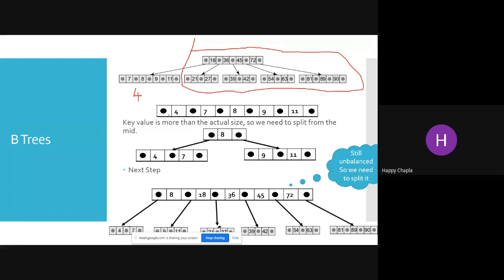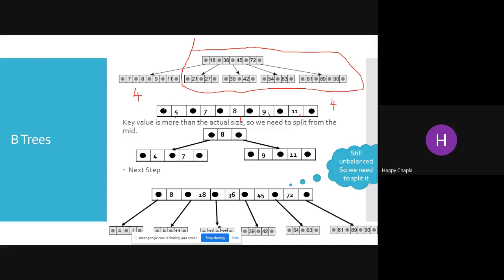Okay. So the first thing, 4 is inserted over here because this is less than 7. Now count the total number of key values: 1, 2, 3, 4, and 5. But maximum we can store only 4. Okay, so the key value count is more than the actual size, so we need to split it from the mid one.